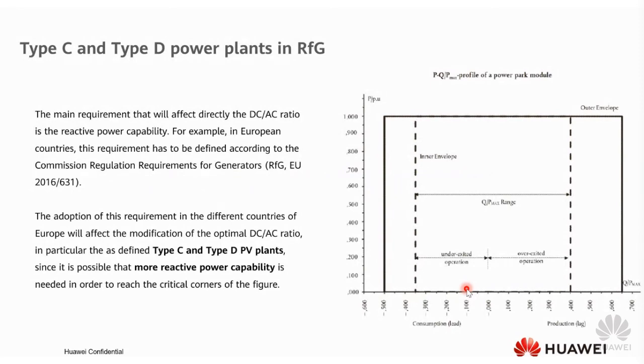So the European Union introduced a new regulation for generators. In that regulation, the reactive power support, so the grid support, has a lot of parts. It consists of reactive power support for the grid. And especially for Type C and Type D power plants, more reactive power capability might be required, depending on how the local country interprets the RFG. And as you can see, this is the graph of how the reactive power and the Pmax are related. This is the general graph that comes from the EU RFG.